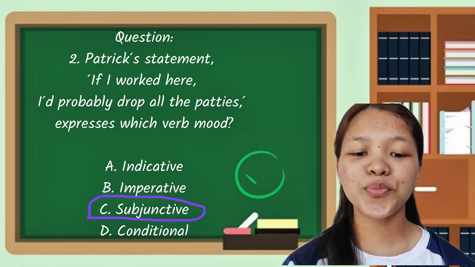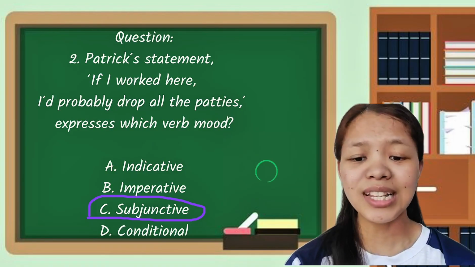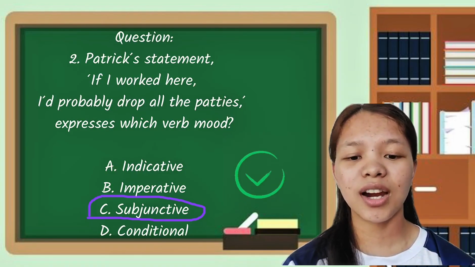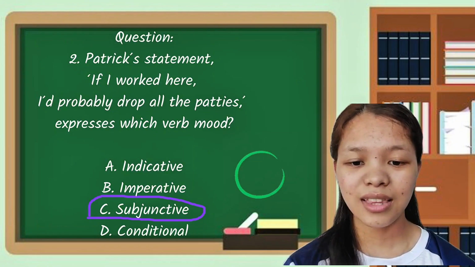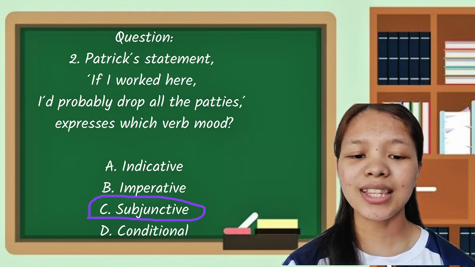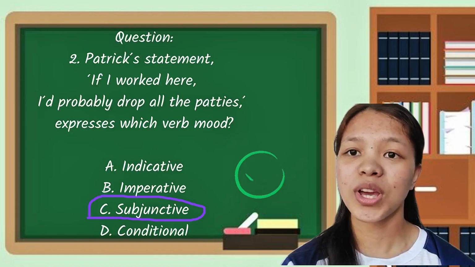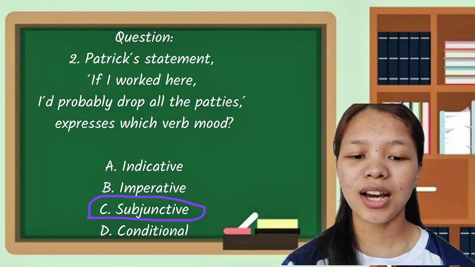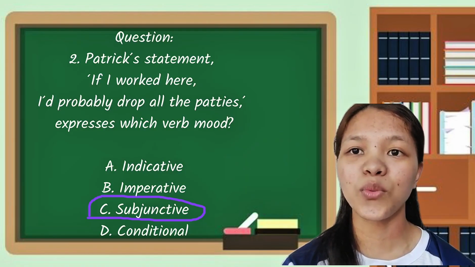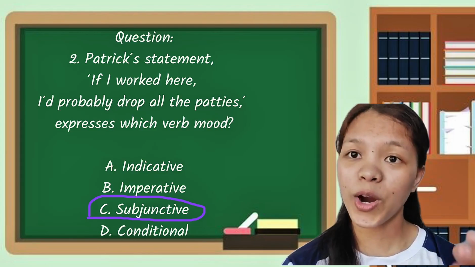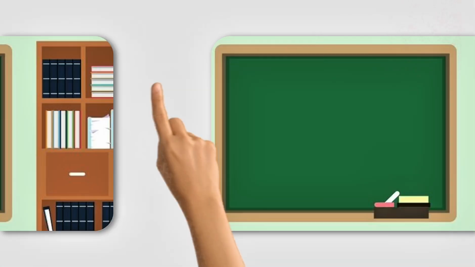Very good. Alright, why is it subjunctive mood? Because it expresses wishes, possibilities, or situations that are not real, right? So, in the sentence, Patrick is imagining a situation that is hypothetical because he does not actually work here, right? Okay, very good.